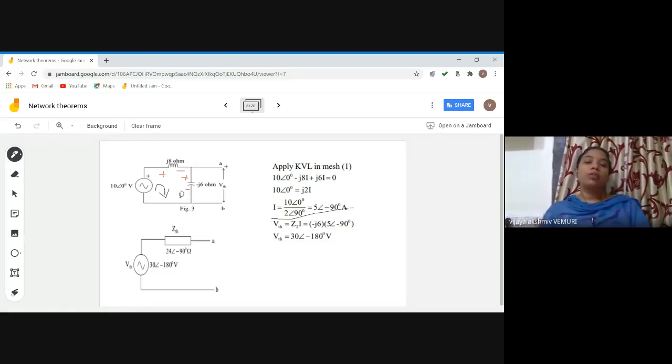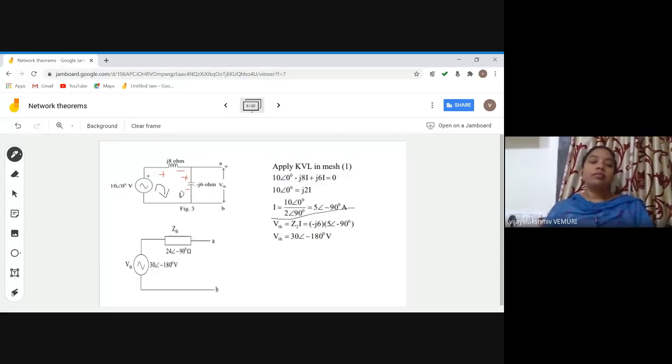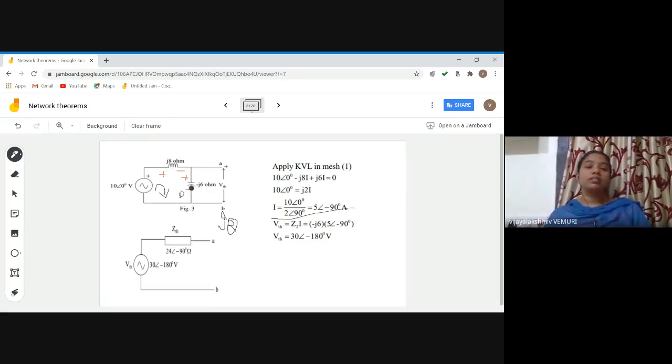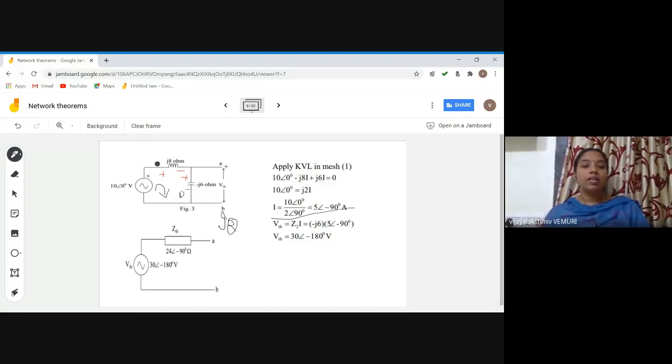10 divided by total impedance. J8 minus J6, which is J2. J2 is 2 at an angle 90. That's it. If I convert J2 to polar, as I already told you, this is positive, so magnitude 2 at an angle 90 degrees. J8 minus J6 is J2, this is the impedance. 10 divided by J2, so you get current I.